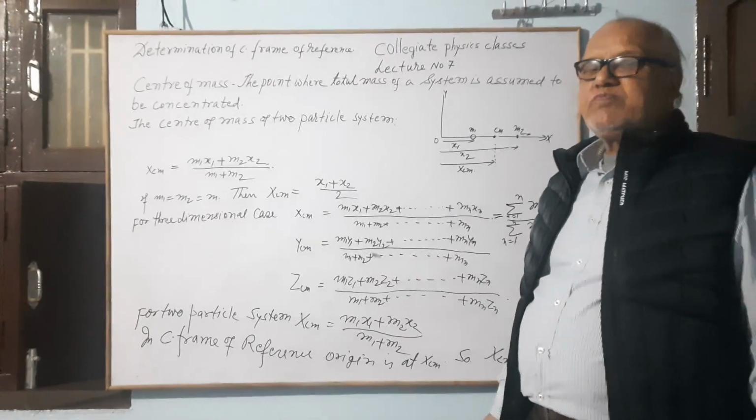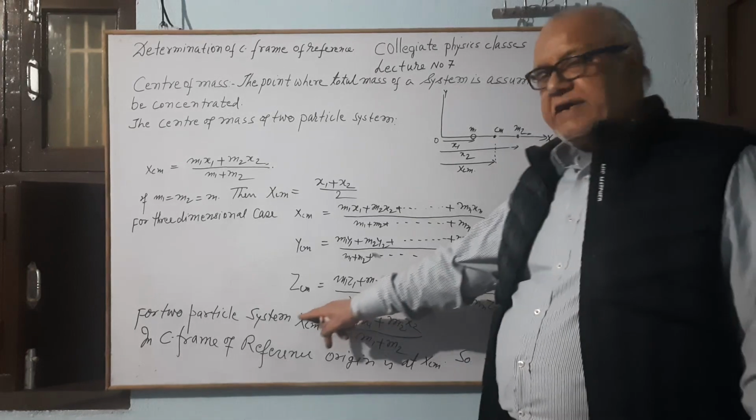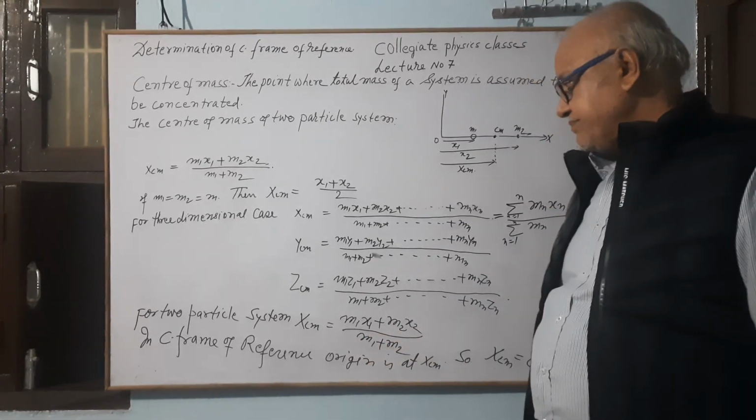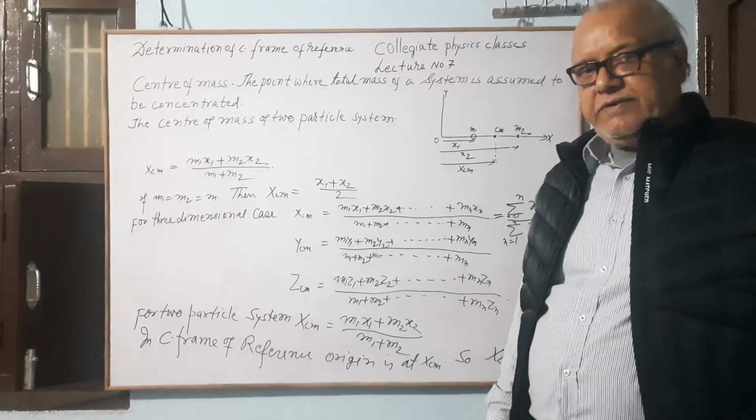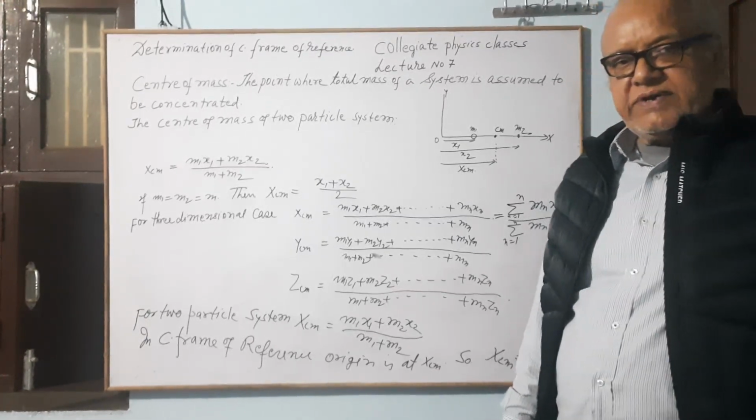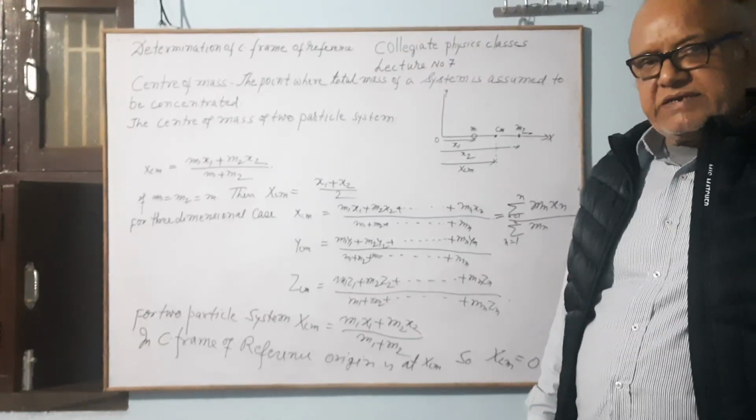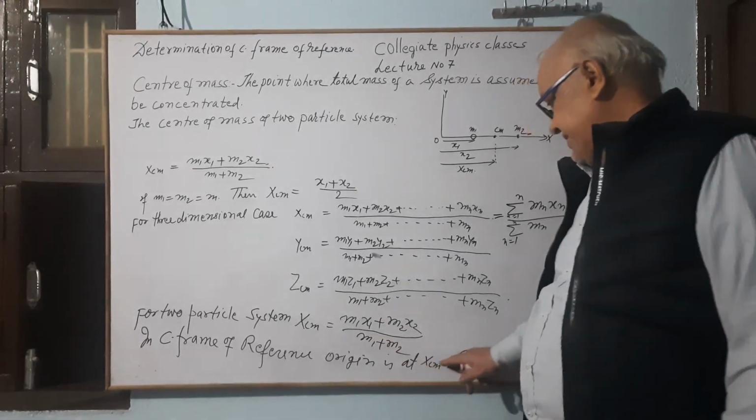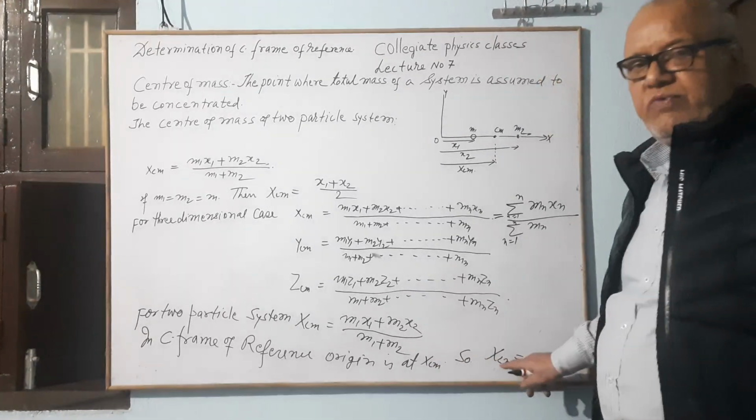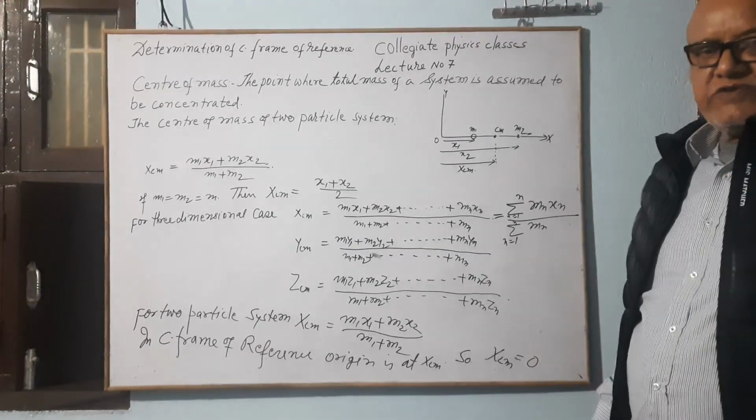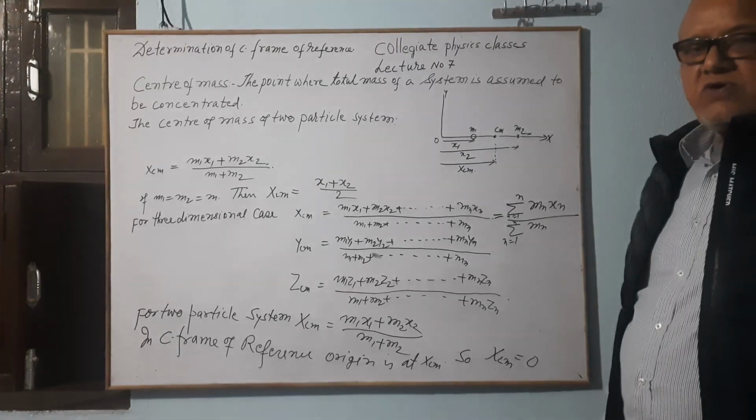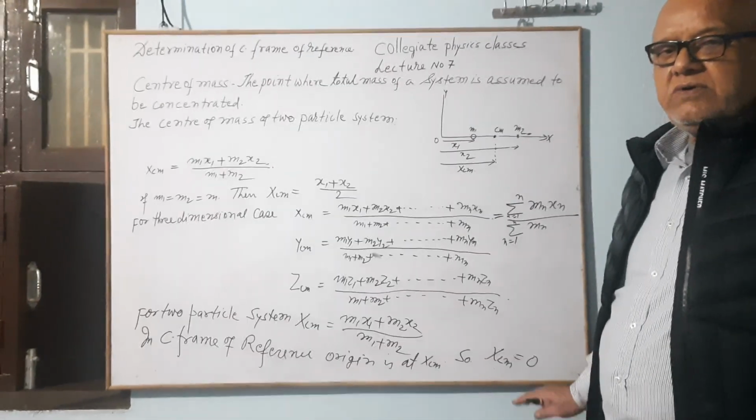Again, let us return to the two-particle system. In the two-particle system, the center of mass is (m1 x1 + m2 x2) / (m1 + m2). If we have to define the center of mass frame of reference, then the origin of the center of mass frame of reference will be taken at the center of mass of the particles. That is, the origin will be at xcm. Therefore, in the center of mass frame of reference, xcm will be 0, because we will take the origin of this frame of reference at the center of mass.